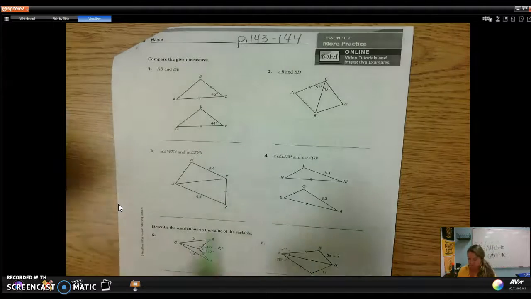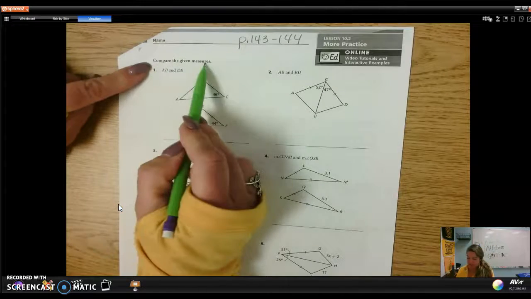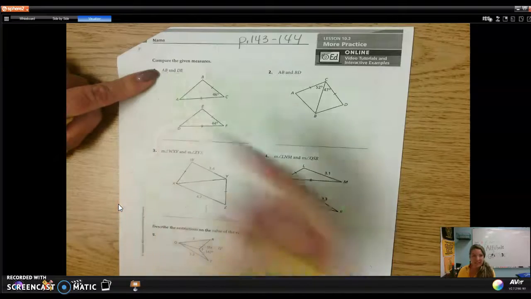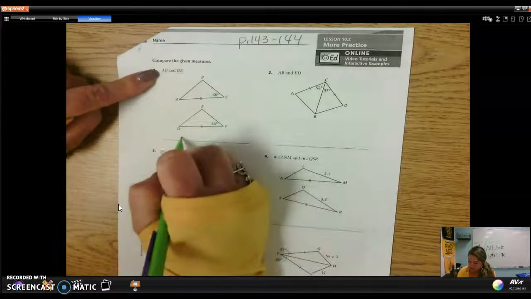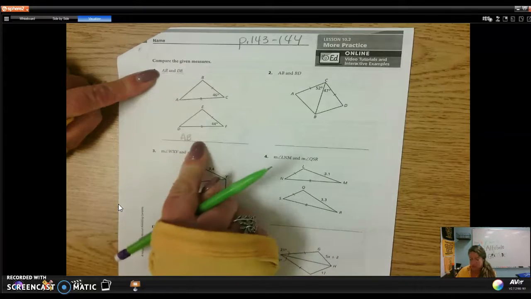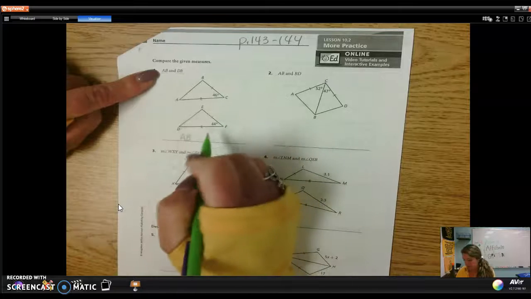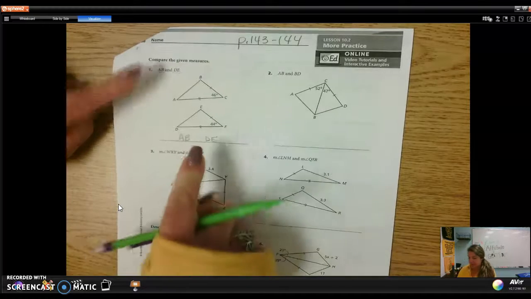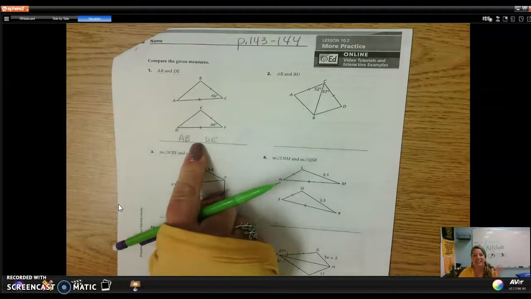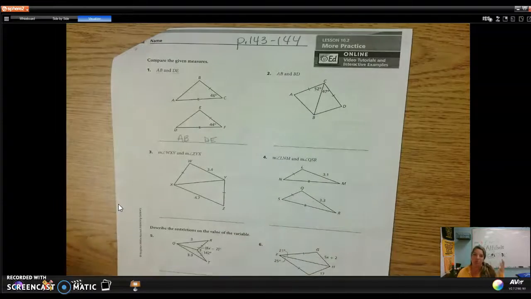Ready? Number 1. We need to compare the given measures, and they tell us AB and DE. So we're going to write on the line AB, leave some space, and then put DE. And I need to decide which side is bigger. Is AB bigger or is DE bigger?